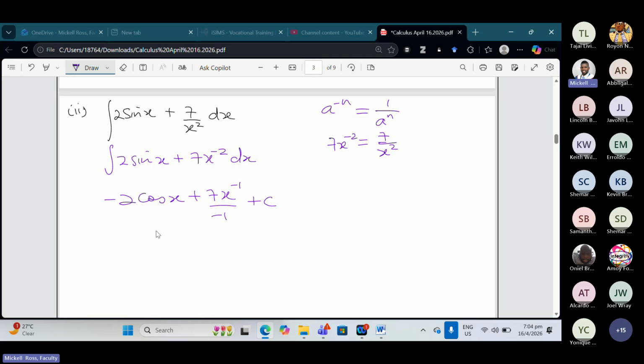So our final answer is going to be -2 cos x. You have a positive divided by a negative. So we get -7x to the -1 plus c. Look at it carefully for yourself. Let me know if there is anything I need to clarify.